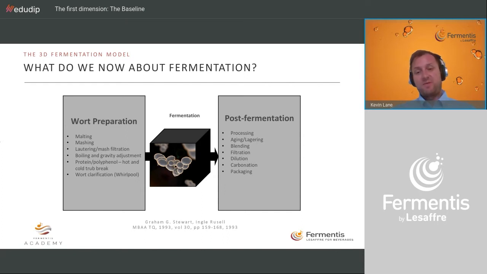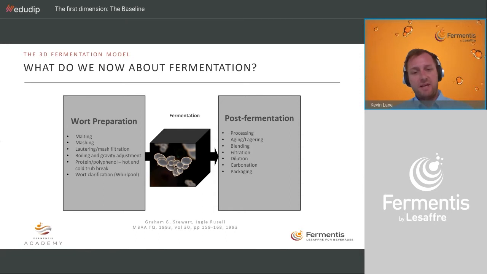Then post-fermentation, we know quite a bit about that as well. We know about processing, aging, and lagering, and what you can expect from that. Blending, filtration, dilution to a certain alcohol, maintaining the same ratio of extract to alcohol. We know about carbonation, different pressures of CO2 at different temperatures, and how that would then relate to either volumes of CO2 or grams per liter, and we know about packaging.